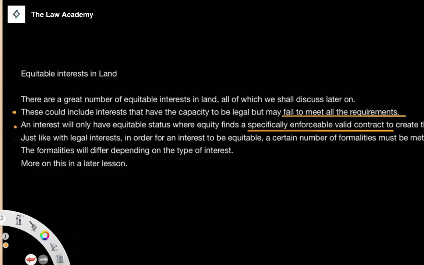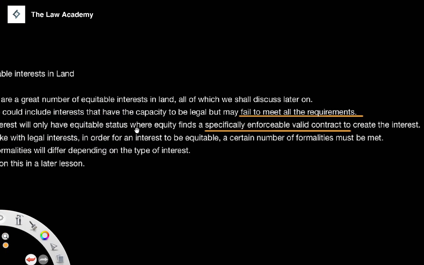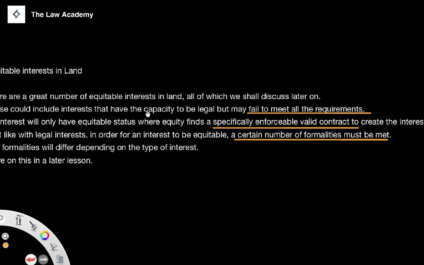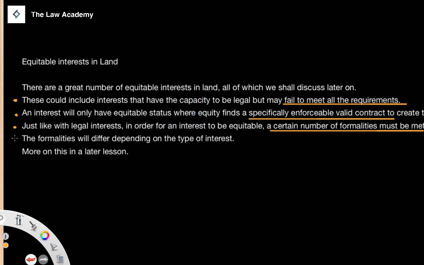Just like with legal interests, in order for an interest to be equitable, there also has to be a certain number of formalities that are met. So, just as we discussed when we're talking about legal interests in land, equitable interests in land also have to have a certain number of formalities. And again, just like with legal interests, these formalities will differ depending on the type of interest. And then we'll do more on this in a later lesson as well.